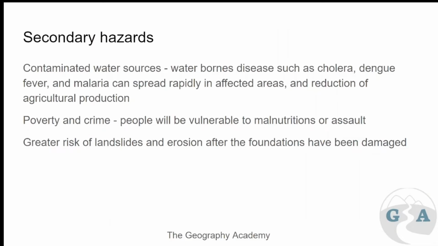So precipitation, wind speed, storm surges, they're the primary hazards that do the most damage. Secondary hazards then are things that happen as a result of those that can create their own hazards and danger. Definitely water contamination is a big issue.